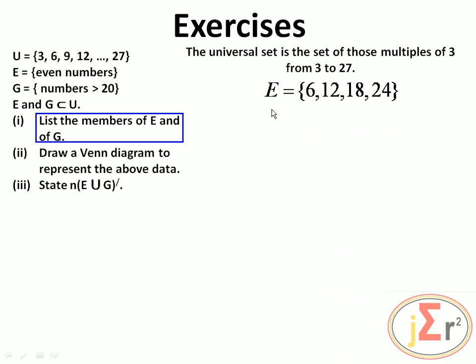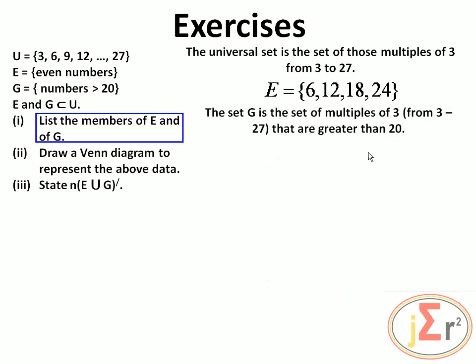So E being the set of even numbers, multiples of 3 from 3 to 27, the even numbers are 6, 12, 18, and 24. The set G is a set of multiples of 3 from 3 to 27, but the ones that are greater than 20. Of course, the ones that are greater than 20 are 21, 24, and 27.